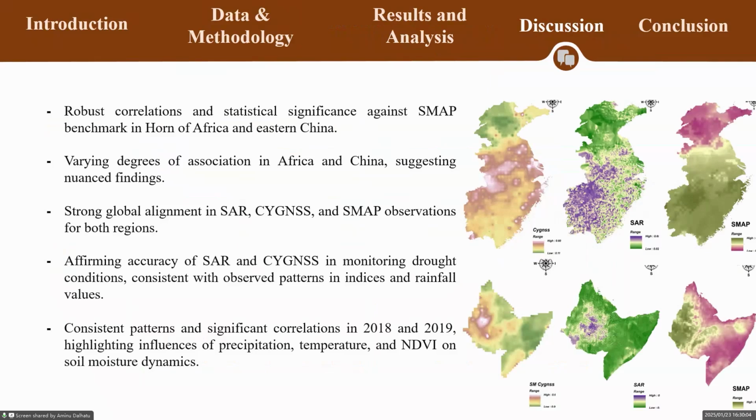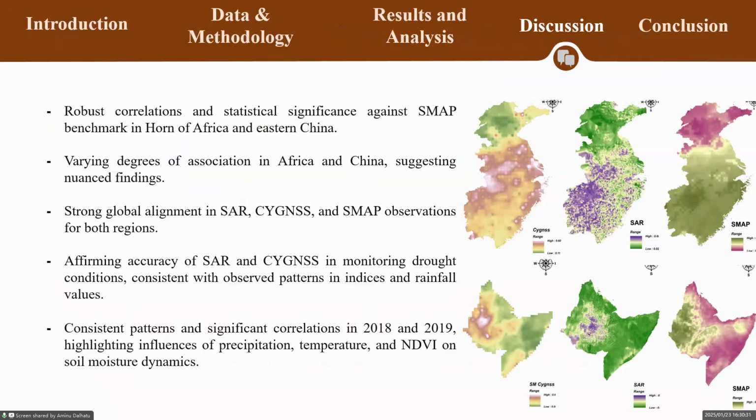Then we have varying degrees of association in Africa and China, suggesting nuanced findings. When we talked about soil moisture, it's the same. There are some positive correlations between all the sources, but one thing to take into consideration is that the topography and many other factors in China are so different from Africa. This is what we mean by nuanced findings.